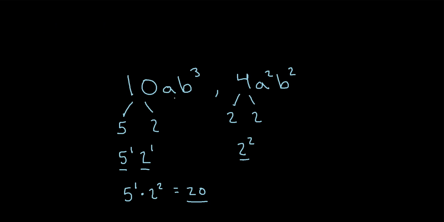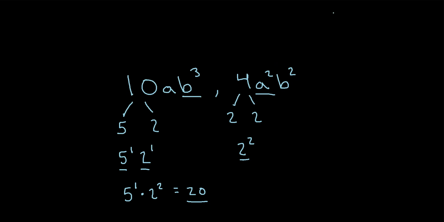Okay, next we move on to the a's. So here we have an a and here we have an a squared. The least common multiple between them is simply going to be the one with the higher exponent. So it's going to be the a squared because this has a higher exponent. So let's go ahead and just underline that. And next we'll move on to the b's. So we have b cubed and b squared. So which one has the higher exponent? Well, it would be this one, b cubed. So b cubed is the least common multiple between b cubed and b squared.